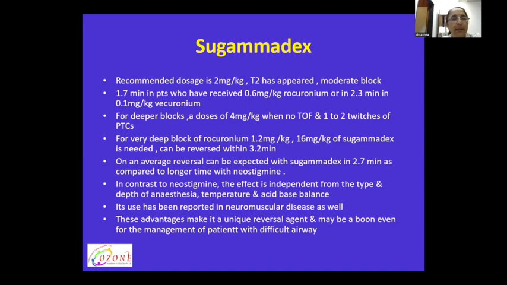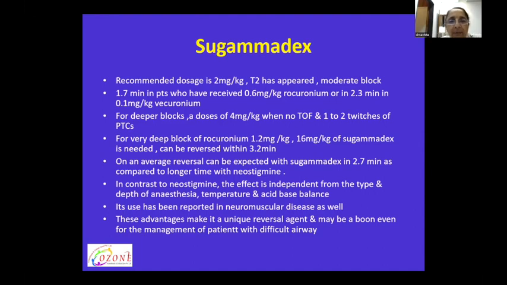For deeper blocks, the dosage is 4 milligram per kg when the train of four shows no twitches and the block is deeper, with only 1 to 2 twitches of post-tetanic count. Then also Sugammadex reverses the block. It is not seen with neostigmine. For a very deep, intense block of rocuronium where the largest dose of 1.2 milligram per kg has been used, we can use Sugammadex up to 16 milligram per kg and it is reversed within 3 minutes.